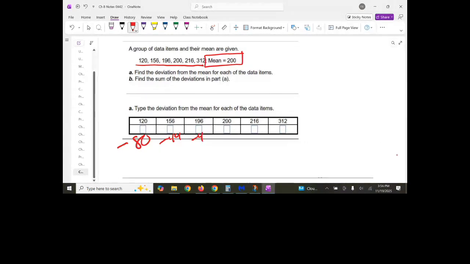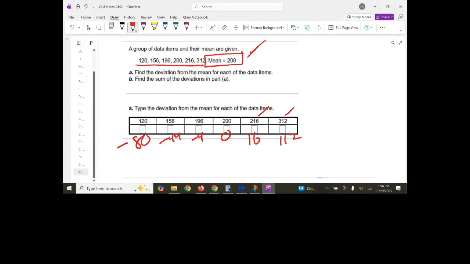And 200 minus 200, boom, I know that's 0. 216 minus 200, I know that's 16. 312 minus 200, I know that's 112. So y'all, again, they gave us the average here. They added those numbers up, they divided by 6 of them, and they said the average is 200.